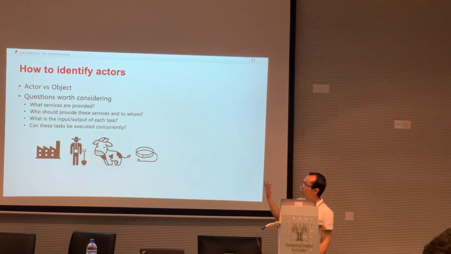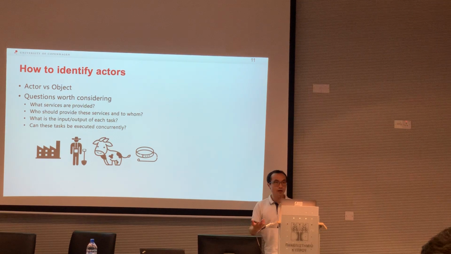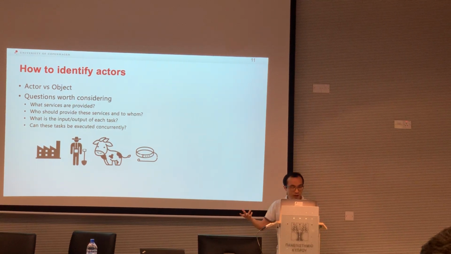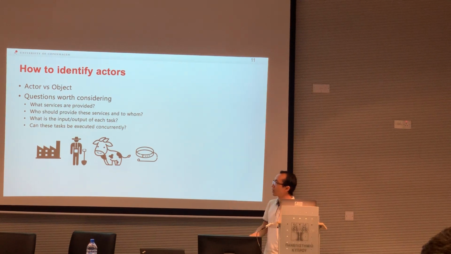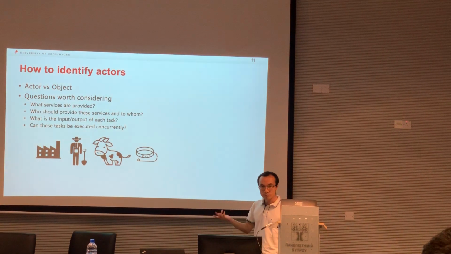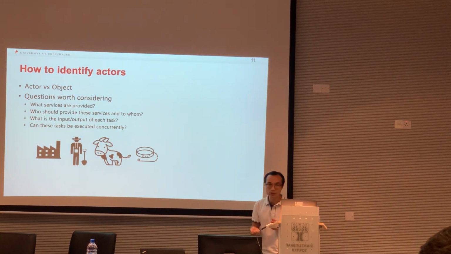And the second question is the input and the output of each task. For example, the location of the cow would come from the GPS signals of the collar attached to the cow, and the output would be the data provided to the farmer and the slaughterhouse. And the fourth question is, can these tasks be executed concurrently? If we have multiple tasks that can be executed concurrently, then probably it's good to model them as multiple actors.